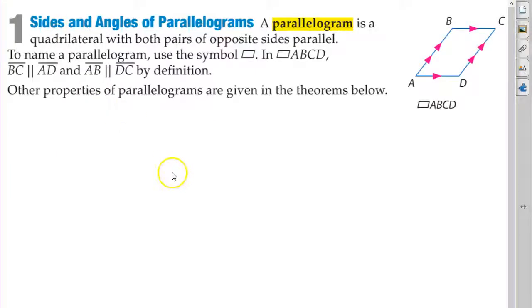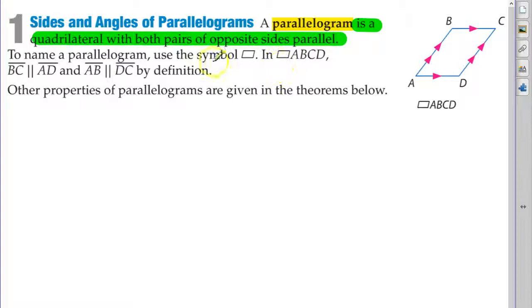So first of all, what in the heck is a parallelogram? Well, a parallelogram is a quadrilateral with both pairs of opposite sides parallel. Okay. Notation, you name that with the four corners A, B, C, D, but then you draw this little parallelogram guy in front of it. So you'd say parallelogram A, B, C, D by drawing a little parallelogram in front of it.